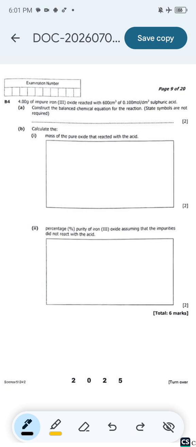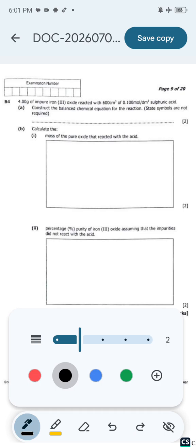The first question requires us to construct the balanced chemical equation for the reaction, and the bracket says state symbols are not required. So now we want to construct a well-balanced equation for this reaction. This is iron(III) oxide, which is going to react with sulfuric acid. So what products are we going to get when we react iron(III) oxide with sulfuric acid?